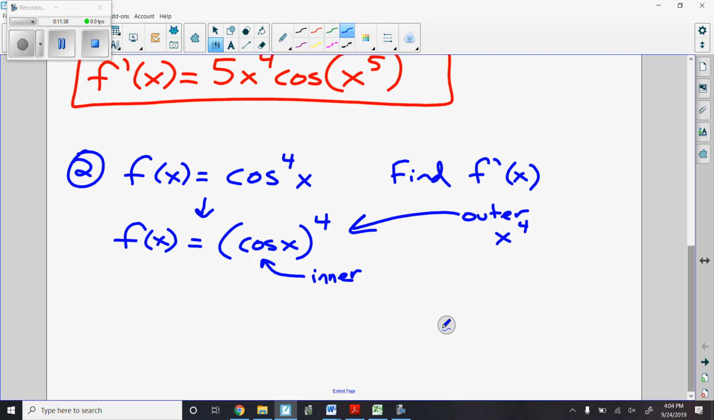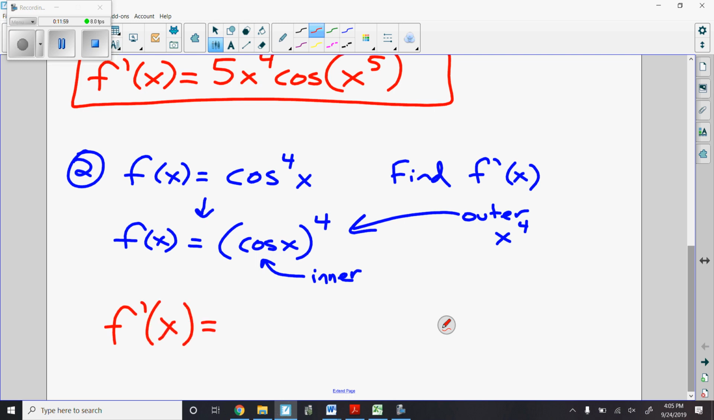Again, these are a lot of crazy words here. The more you see this, the easier it'll get. Okay? Come back and rewatch this video again tomorrow or the next day, and it'll start to make a little bit more sense. So here's what I'm going to do. I'm going to execute the chain rule for this problem.